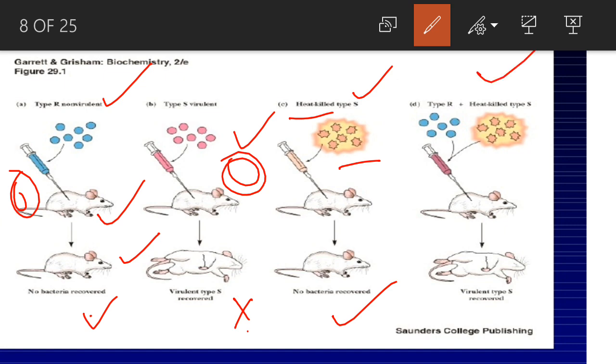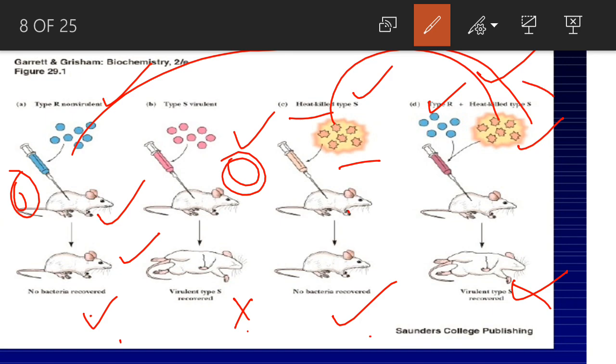Now, in the fourth step, he took the heat killed S bacteria as well as the R strain, and injected a mixture of both into the mice, and the mice died. But if we see individually, the effect of R was that the mice was not killed, and when heat killed type S was used, the mice was still alive. But when the mixture of both of them was taken, the mice died. So why did this happen?